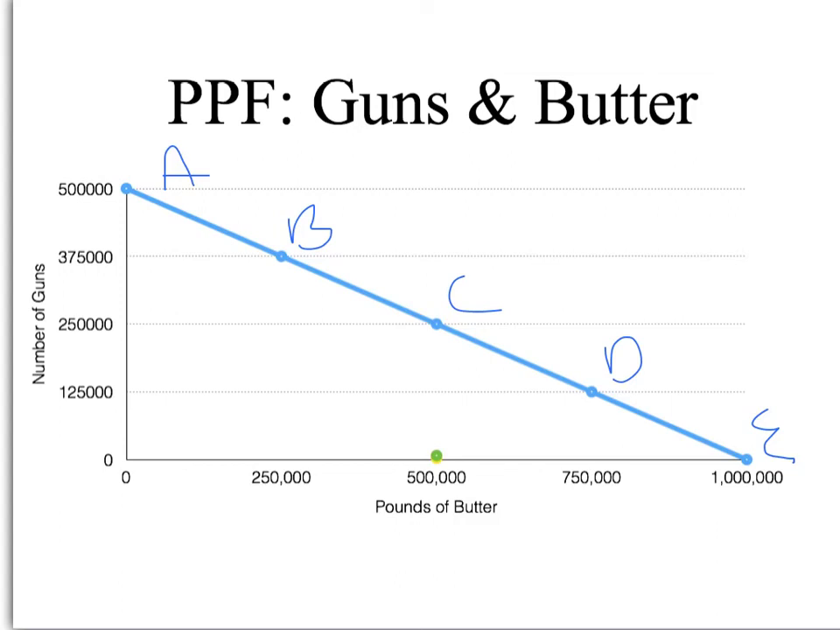This basically implies that all your workers have the same opportunity cost. Basically, all your workers have the same productivity level, exactly the same. Each worker takes 1 hour to produce 10 pounds of butter, and takes 1 hour to produce 5 guns.